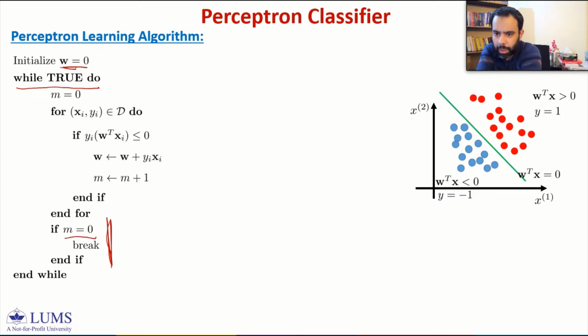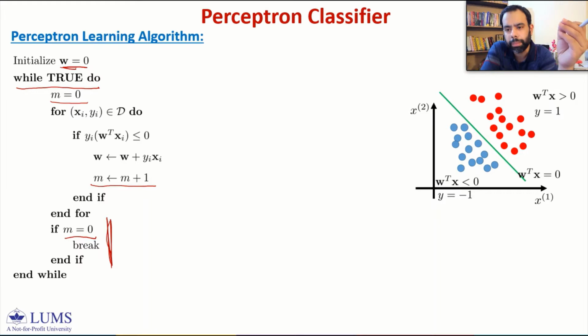Okay, where is m? Here we defined m is equal to 0, right? So m will stay 0 if this for loop is not executed, or if this for loop is executed, this if statement is not true, because we are updating m here. If we do not update m here, then we'll have m is equal to 0 and the loop will break, or the algorithm will converge, or we will find the w.